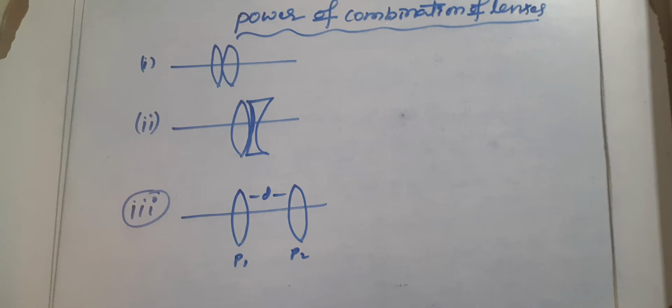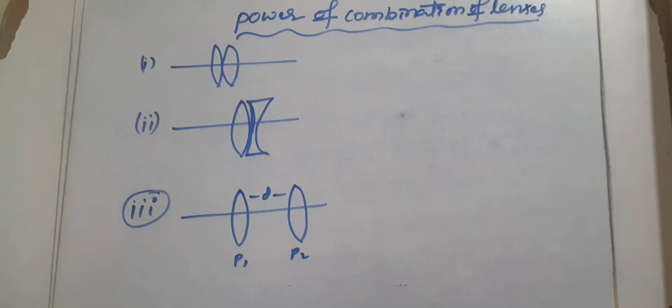In this topic, the two lenses are fitted onto a common principal axis, without any gap or with a gap, and they may be two convex lenses, or convex and concave lenses. So how can we calculate the power of the combination of lenses?